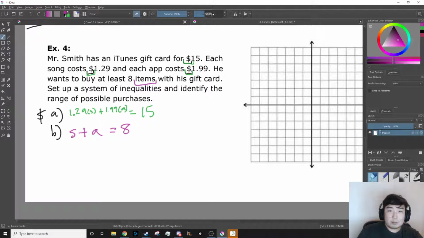Dang, this thing is too big. Let's try 40. Okay, let's try 25. All right, this is better.